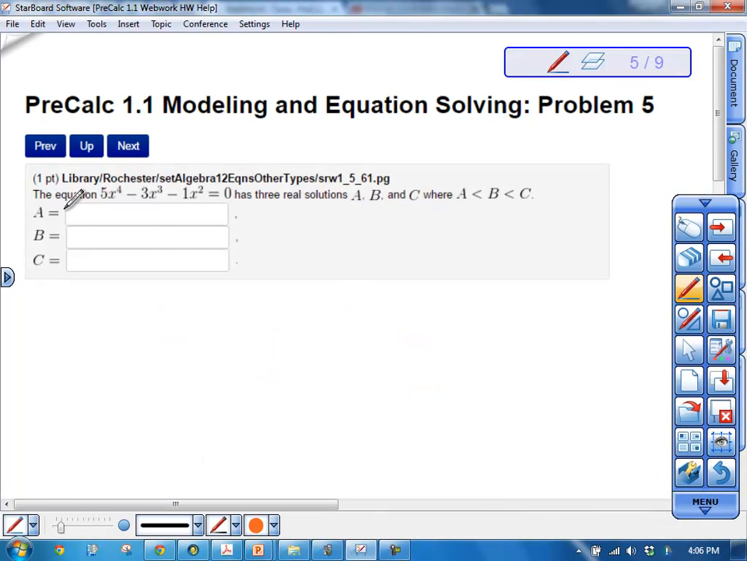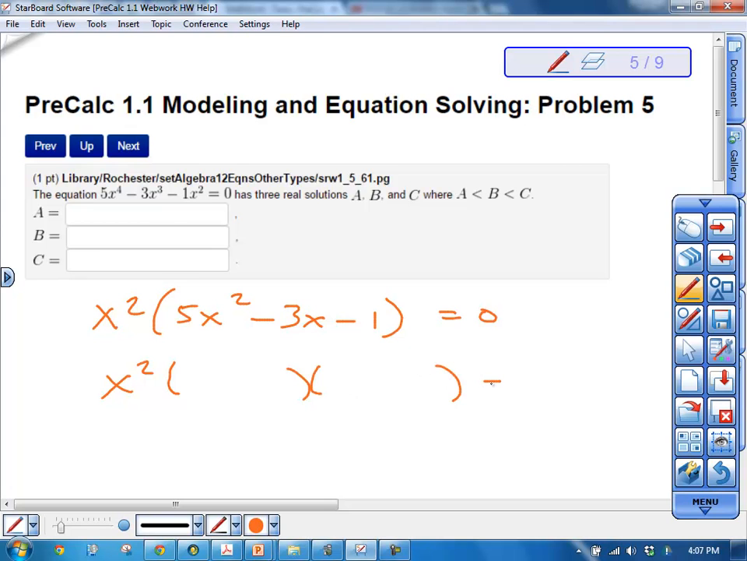Okay, next one, we're just solving an equation again. It wants us to give the 3 answers. So to solve this, I'm going to try factoring. So I'm going to pull out an x squared, in which case I have 5x squared minus 3x minus 1 is equal to 0. And then I'm going to try to factor this if I can. 5x and 1x. And let's do minus 1 plus 1. And that doesn't work, so it doesn't look like this factors.